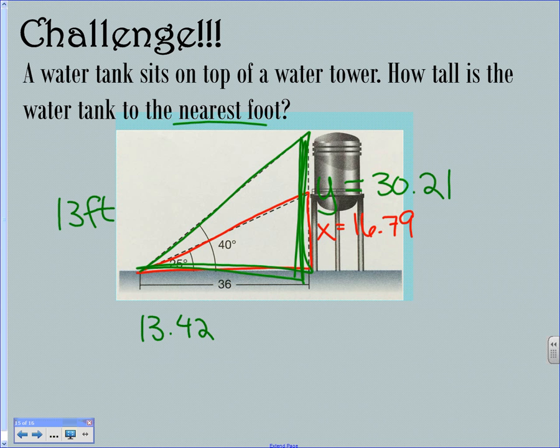Did we ever end up using tangent of 15 degrees? I saw somebody try to use tangent of 15, but why can't we use tangent of 15? It's not a right triangle. This is not a right triangle. Yeah, 40 minus 25 would give you this angle is 15, but you can't use it because it's not a right triangle. Does that make sense?